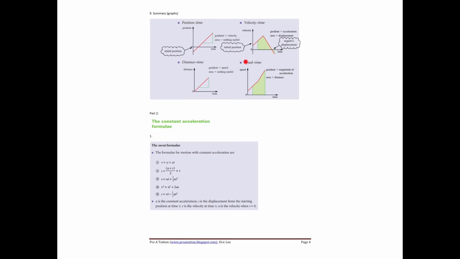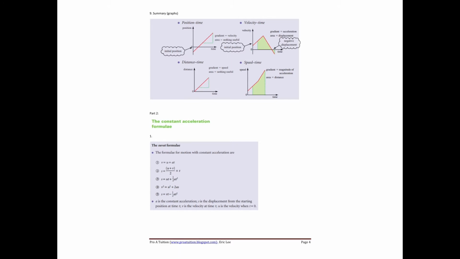For speed time graph, of course, speed is a scalar quantity. That means your graph is always positive. They never go below the t-axis for speed time graph. So the gradient represents the magnitude of acceleration. That means they ignore the plus minus. The area represents the distance. So these are the informations related to graph.